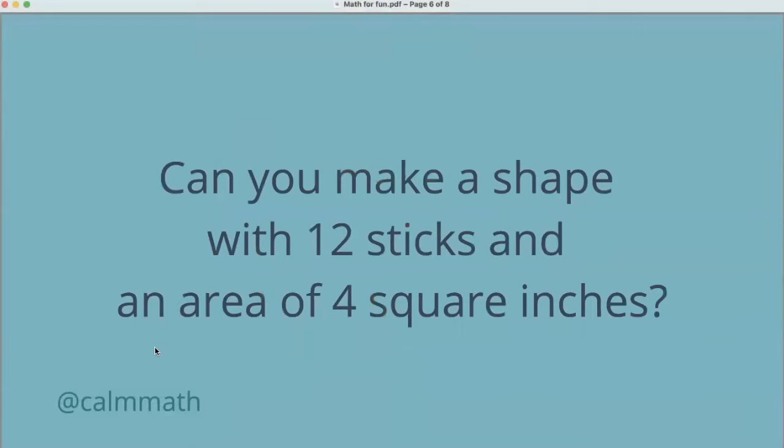Can you make a shape with 12 sticks and an area of 4 square inches? If you want to pause the video here and see if you can figure it out, go ahead and do so. I'm going to wait a brief moment before explaining.